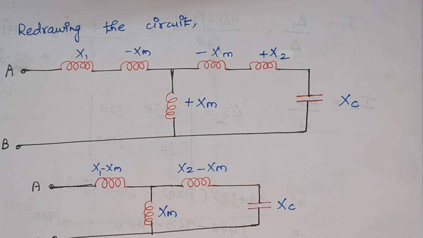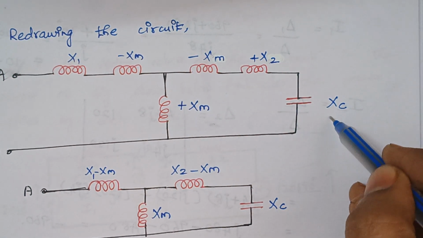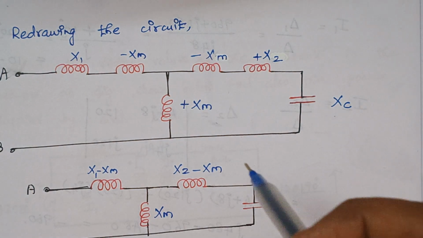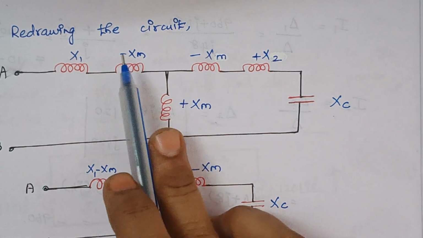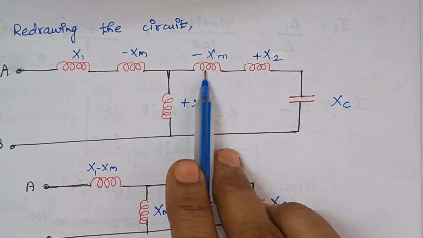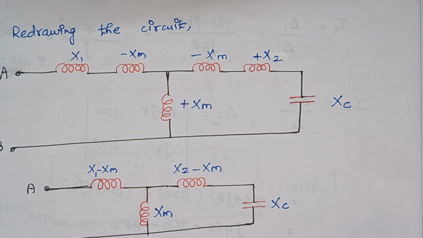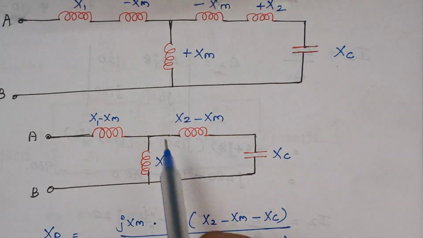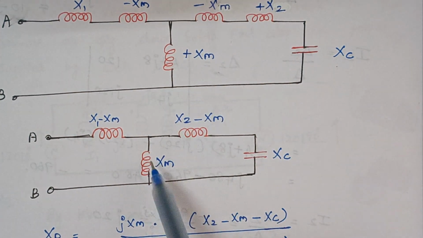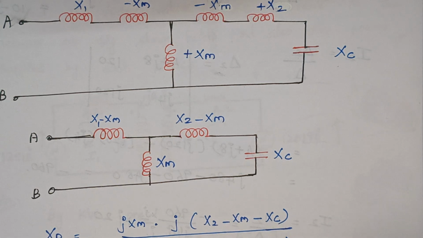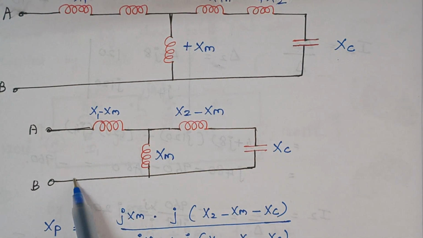When you redraw the circuit, you see we have X1, X2, and there is an Xc. Whenever we redraw the circuit, the mutual inductance is generally represented as minus Xm here, similarly minus Xm in this part and plus Xm in the middle part. When you combine the reactances together, we get X1 minus Xm, X2 minus Xm, Xm, and here it is Xc. So now we are going to find the equivalent reactance across the terminals AB.